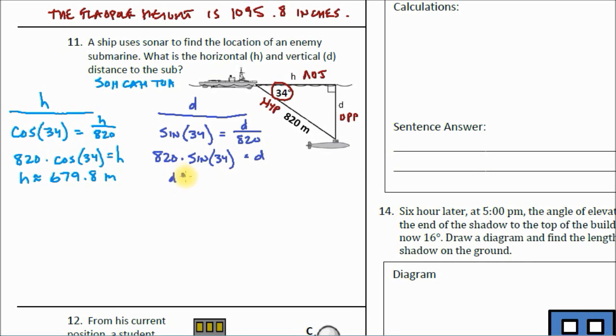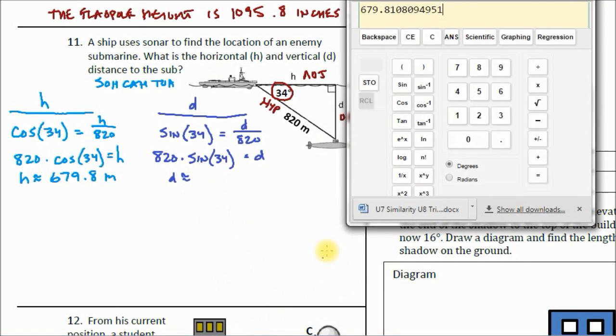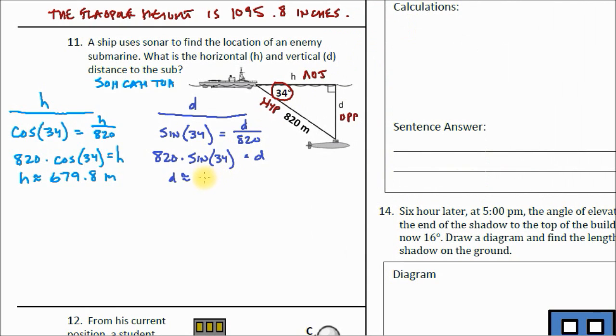And that means D is approximately, let's check this out, 820 times sine of 34 equals 458.53, so 458.5, and that is meters.